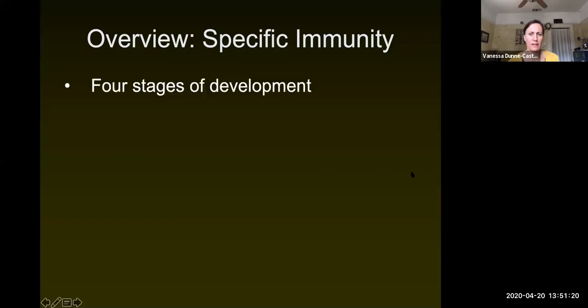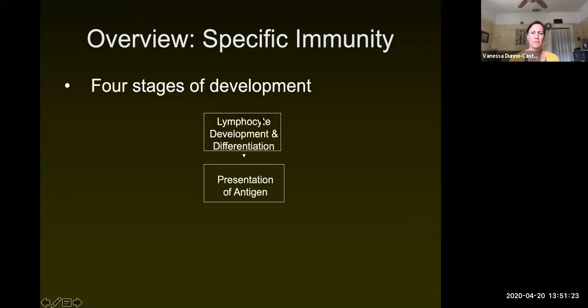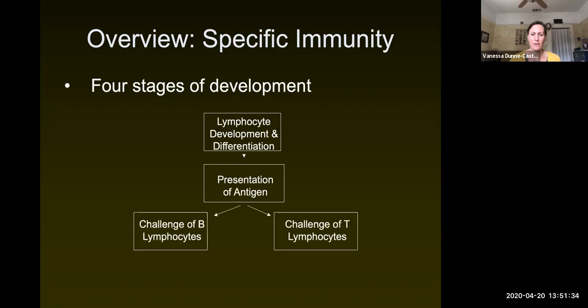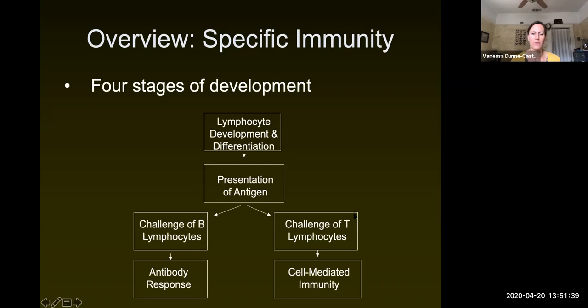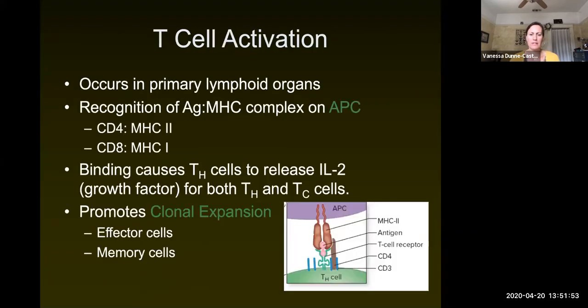So we have been talking through these 4 stages of development. We already discussed lymphocyte development and differentiation. We discussed real briefly, with the aid of my children, the presentation of antigen on the surface of our antigen presenting cells. And now we're going to talk today through the challenge of B and T lymphocytes, and then also what occurs after the challenge of those lymphocytes. So the antibody response or humoral immune response for activated B cells, and then cell-mediated immunity for the activation of T cells.